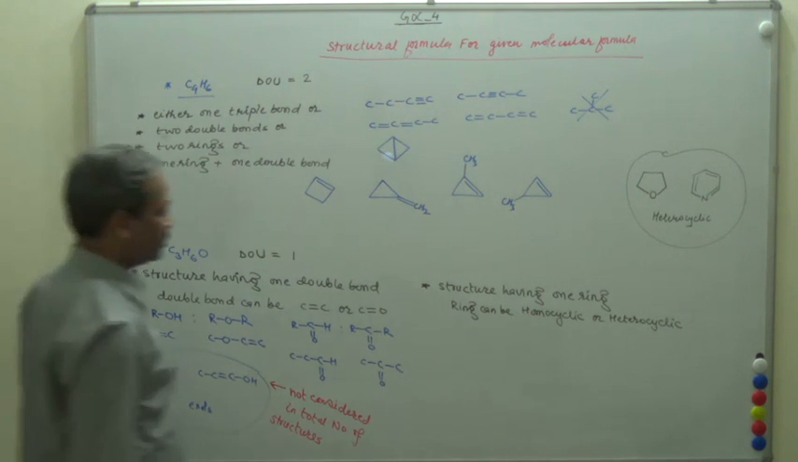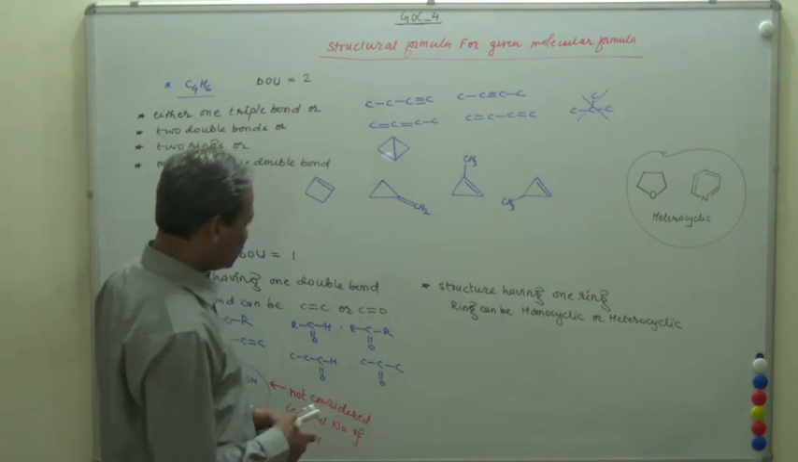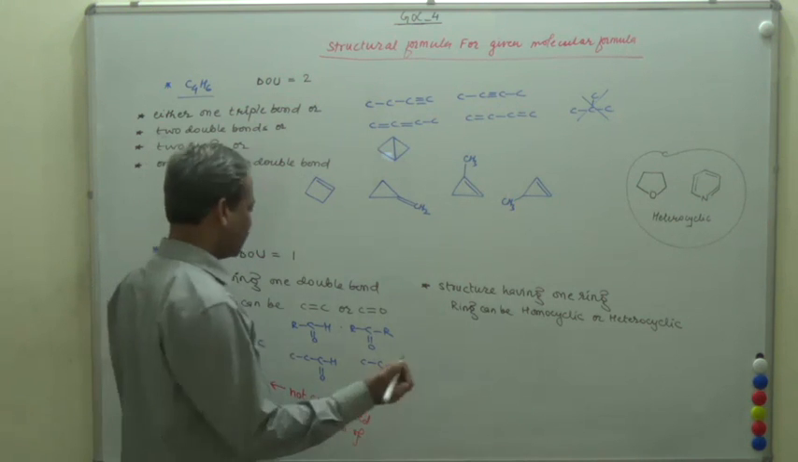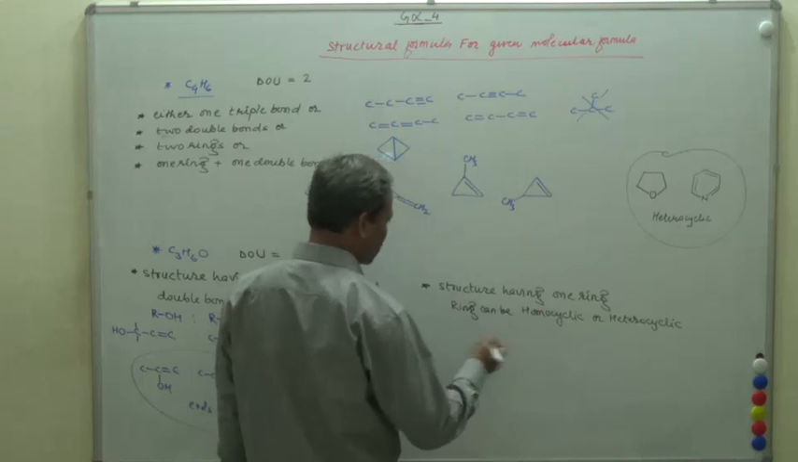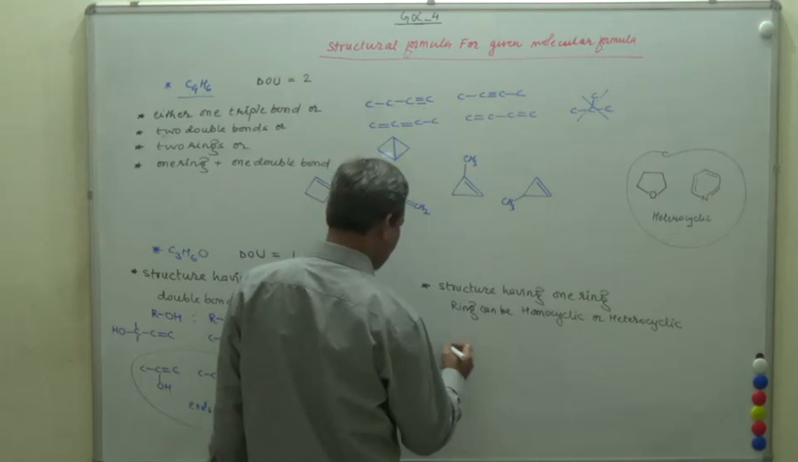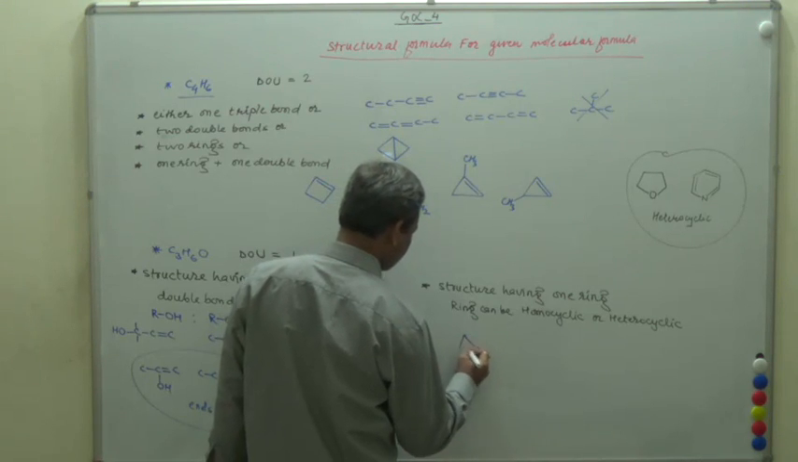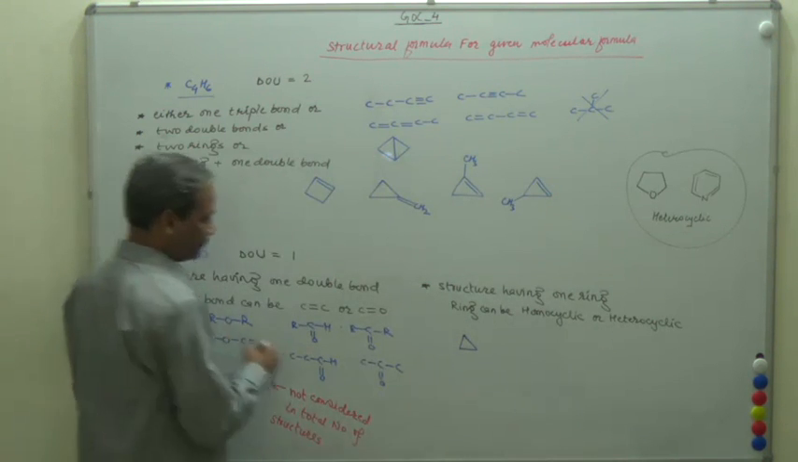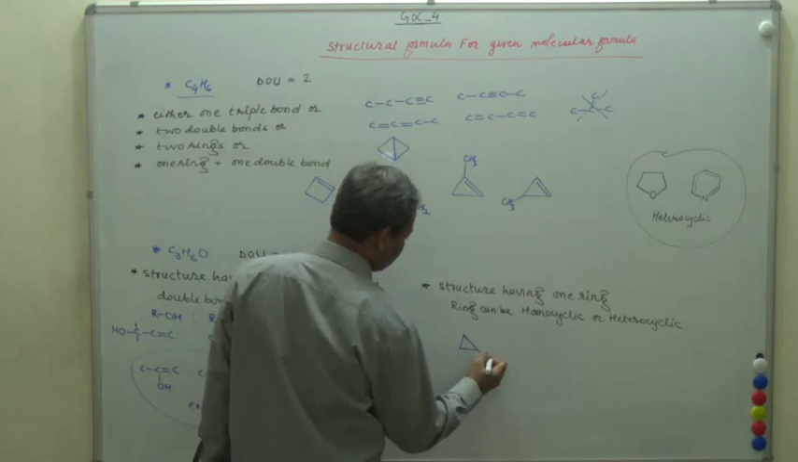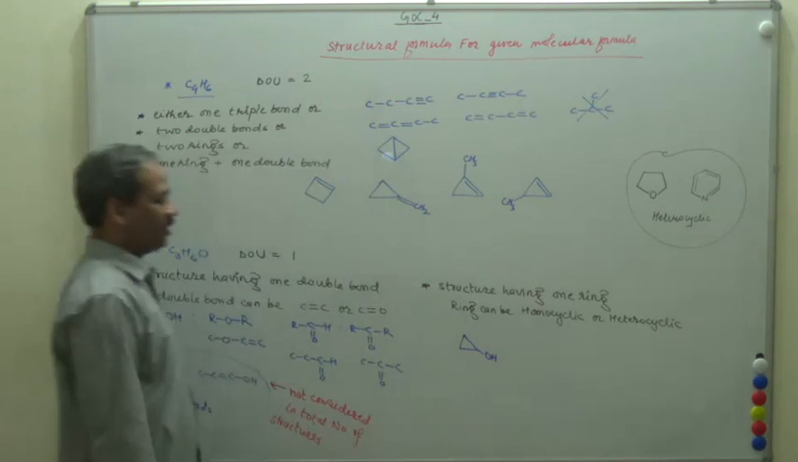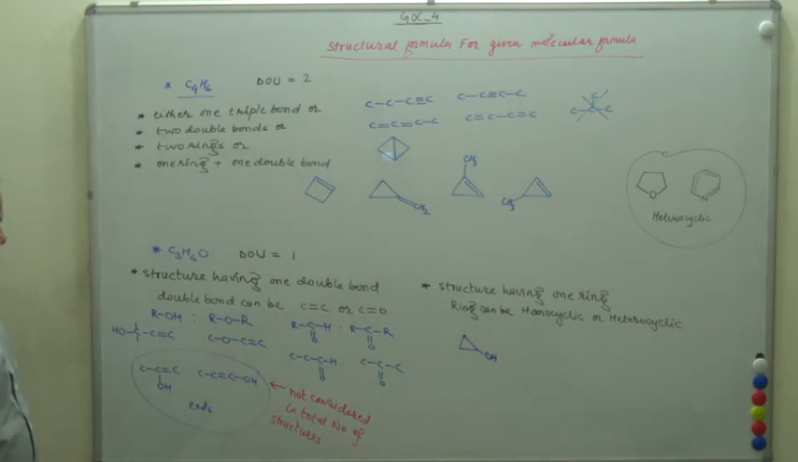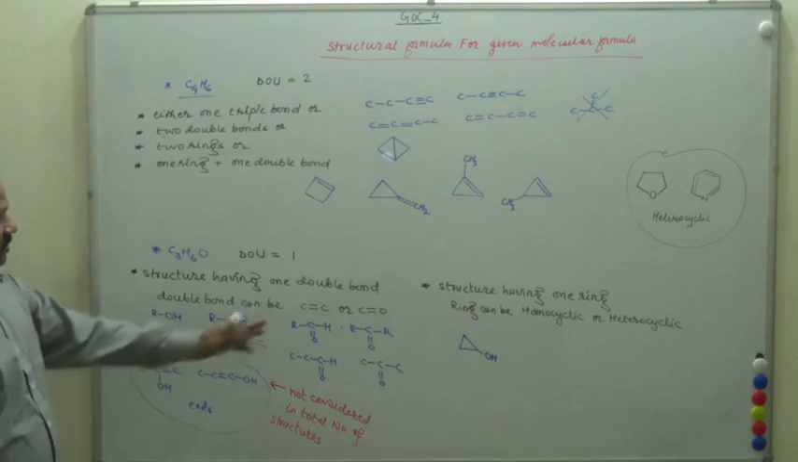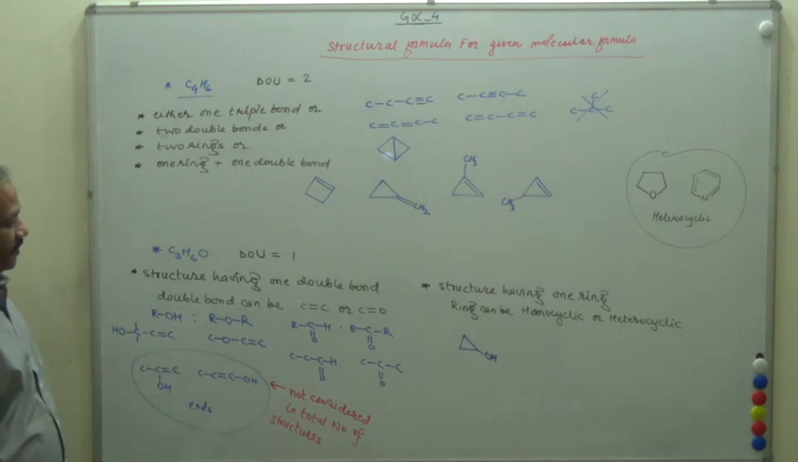Now we have to draw the structures having one ring. Ring can be a homocyclic ring or it can be a heterocyclic ring. So let's try the homocyclic ring first. So the homocyclic ring is of 3 members because we have only 3 carbon atoms. And now the oxygen left will be placed as an alcoholic functional group. So only one structure is possible for a homocyclic ring.